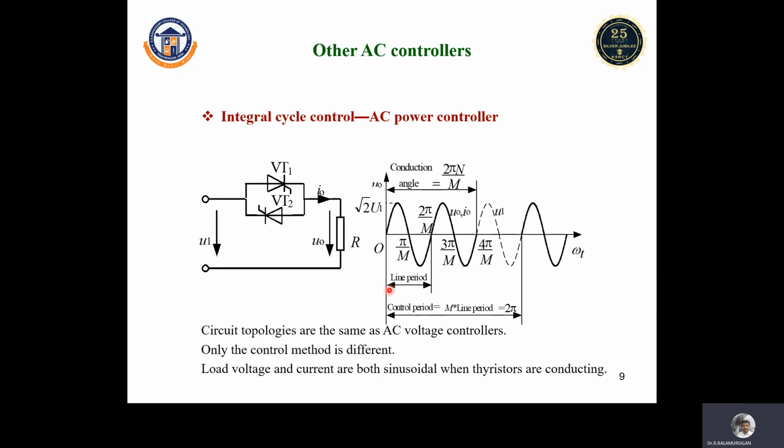For a certain period of cycles we can have an integral cycle control. After that we can leave the control, then we will give some certain cycles the phase control. This type of control we call an integral cycle control. We have to calculate the number of cycles which can be controlled with respect to the gate.